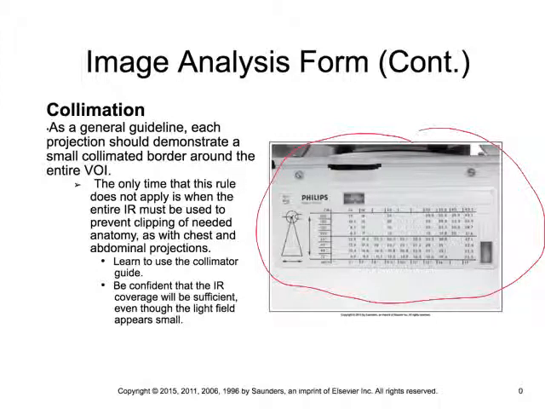And it's helpful too, because of the way this beam geometry works, to be confident that the IR is sufficiently covered, even if the little window of light looks small on the patient's back. We know that because I looked at the collimator guide, it is sufficiently covered, and magnification and divergence of the beam is going to account for the final say in that. Does that make sense? Do you understand what I'm talking about here? Okay.